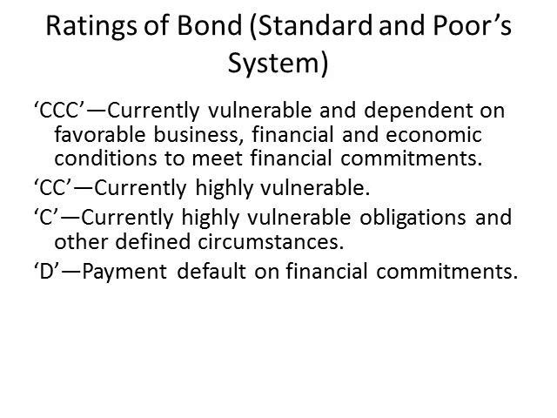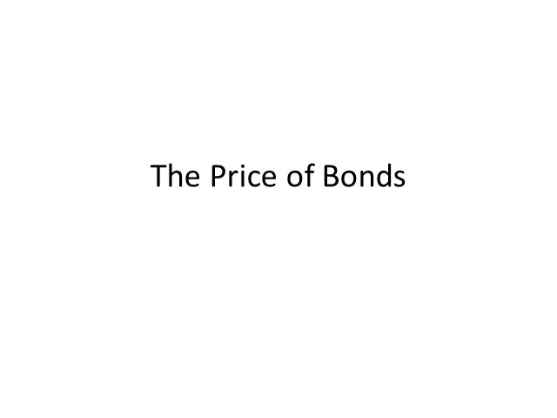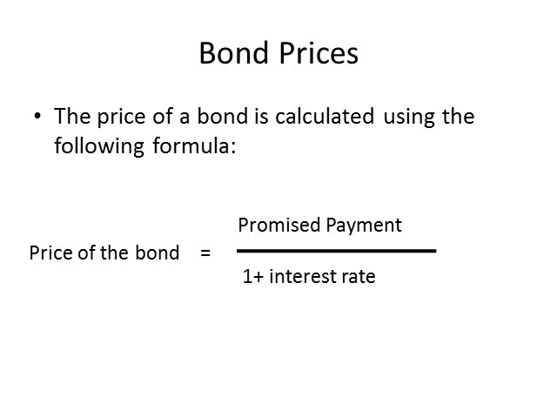Let's look next at the price of bonds. Bonds have an interesting way of being priced, so let's take a look and see how they are priced. The price of a bond is dependent on the interest rate and the amount of the promised payment. The formula for the price of the bond is the promised payment divided by 1 plus the interest rate. Let's look at a couple of examples of using this formula.